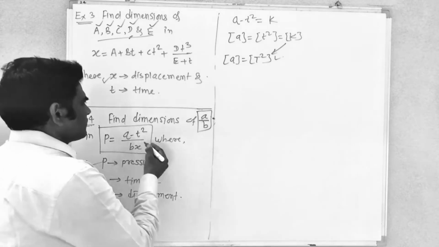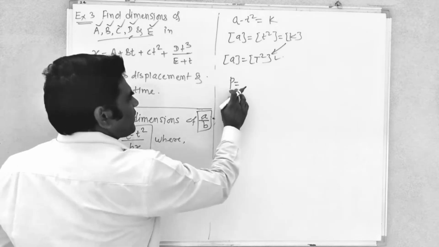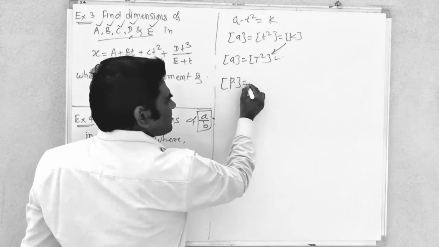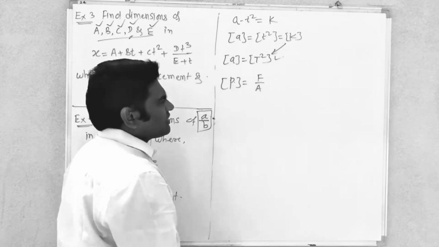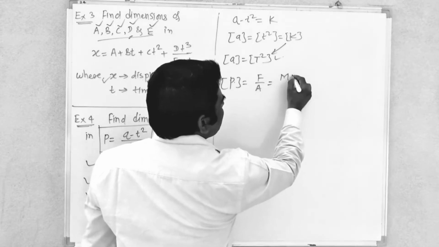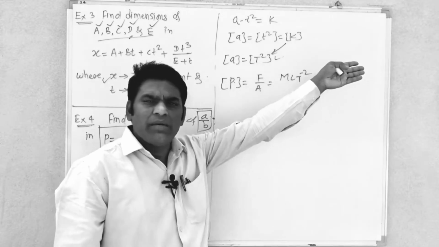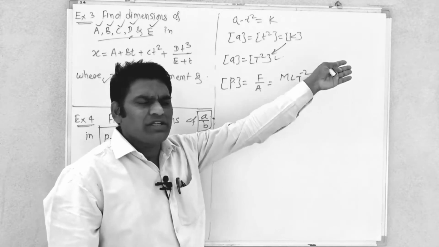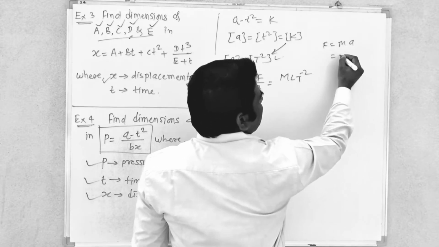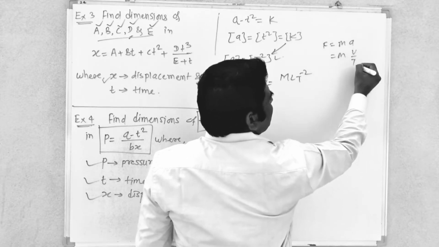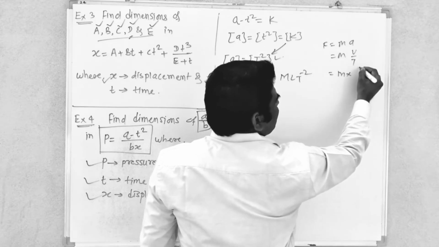Okay. Now P is equal to pressure. What is the dimension of pressure? Pressure means force upon area. What is the dimension of force? I told you to remember M L T to the power minus 2. Otherwise you can calculate, F is equal to ma. Put the dimension of acceleration. Force is equal to ma. Then a means V by T. Again m into V is what? Distance.